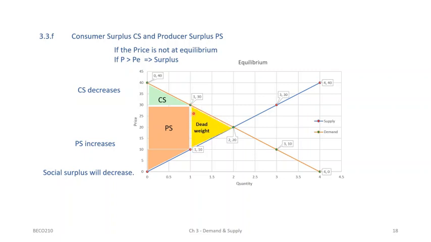As you see, here we have a lost area compared to the other graph, to the previous graph. This is what we call a dead weight. This dead weight represents the loss for the society in social surplus, since social surplus decreased.